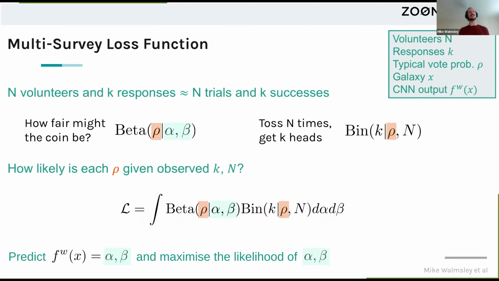So as a math aside for how we did that, the key is we use this loss function, which essentially only matters if volunteers had answered the question and takes into account how many people have answered when deciding how much we should or shouldn't penalize the model. So in short, we treat the idea that we've asked n volunteers, say, is this a spiral, and had k responses back, say, yes, it's a spiral, as having n trials and k successes. That sounds a lot like a coin toss problem. We know how to model biased coins with a beta distribution. And we know that if we toss a coin, we have a binomial distribution: I tossed it n times, I got k heads.